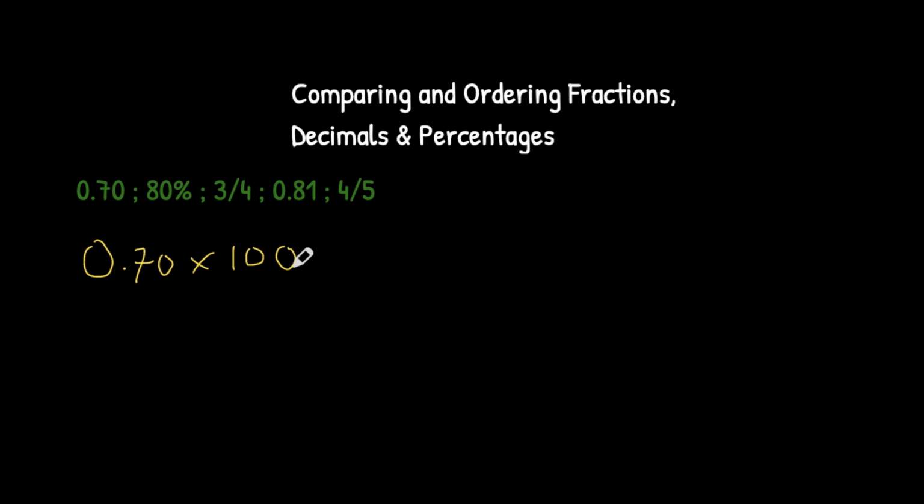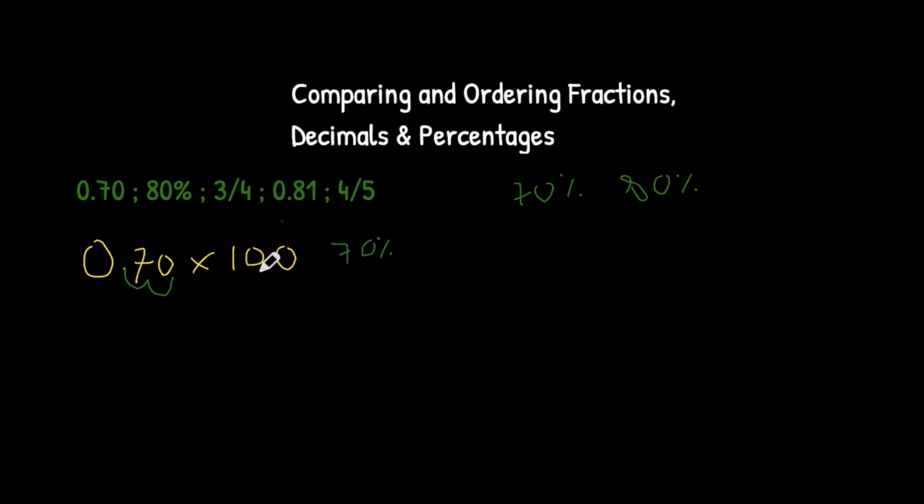So whenever you multiply by anything with a multiple of 10, you count the number of zeros. Here we have 2 zeros, and that means you're gonna move your decimal point to the right 2 times. So 1, 2. So our answer is 70%. So that's our first one. We can put it aside here, 70%, right? Cool. Then the next one is already a percentage, which is 80%. We put it there already. It's already in a percentage.